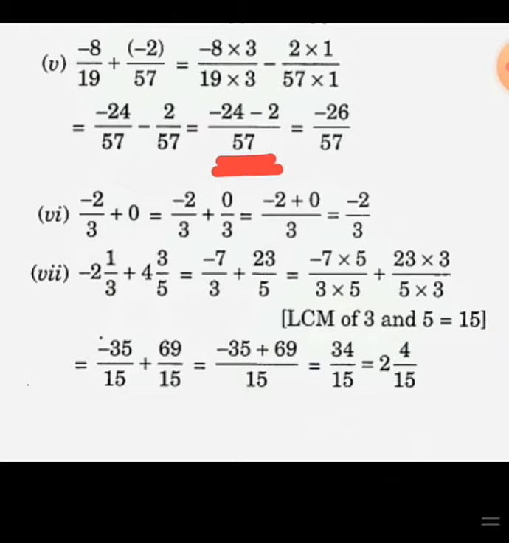So minus 24 minus 2 will be minus 26 upon 57. So this is the solution part of the fifth one. Now moving ahead with the sixth part. The sixth one is very easy. Minus 2 upon 3 plus 0.